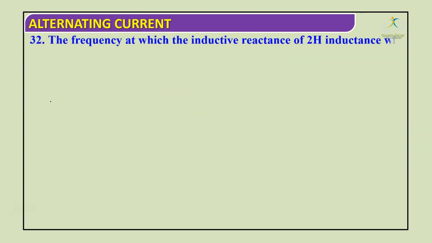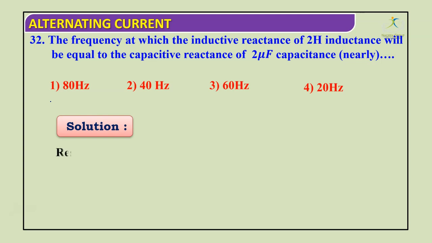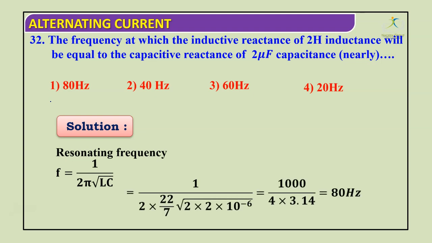Next question we have, the frequency at which the inductive reactance of a 2 Henry inductance will be equal to the capacitive reactance of a 4 microfarad capacitance is nearly: 80 Hz, 40 Hz, 60 Hz, 20 Hz. Solution we have, resonating frequency f is equal to 1 by 2 pi under root LC. After putting all these values, the result will come to 80 Hz. According to that, the correct answer for this question is option 1.